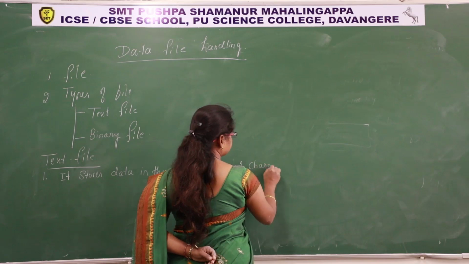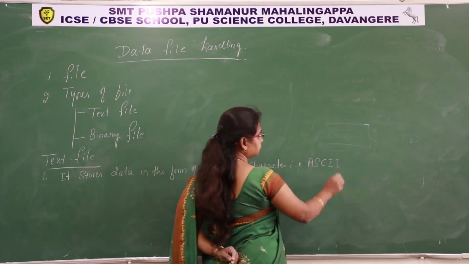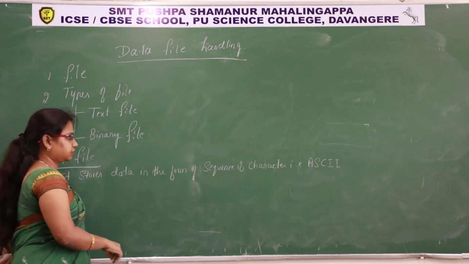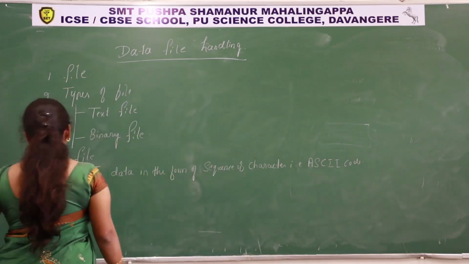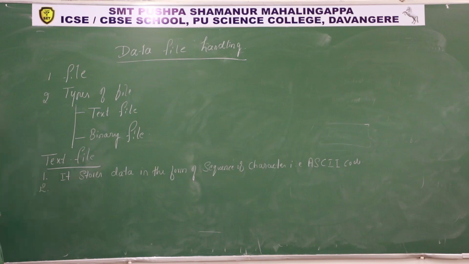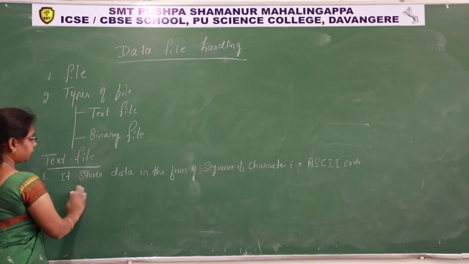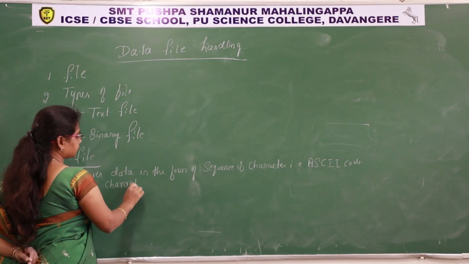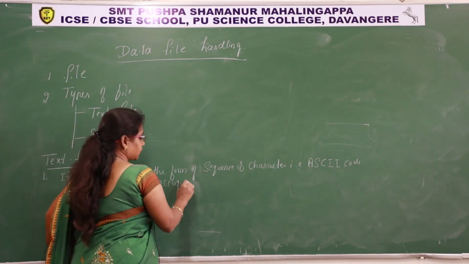Characters, that is ASCII value. American Standard Code for Information Interchange, ASCII, that is in the form of ASCII code. Each character takes 1 byte, isn't it? Each character occupies 1 byte of memory.